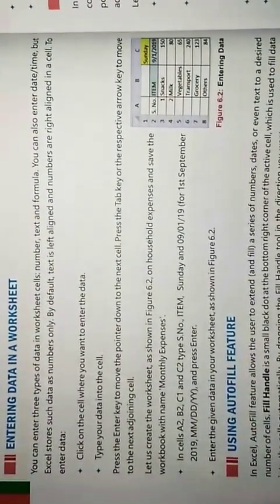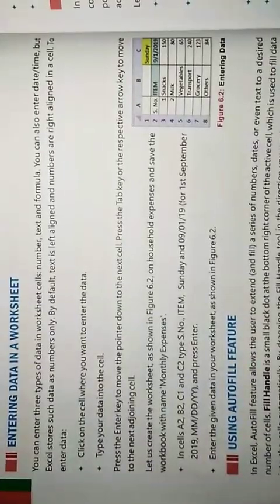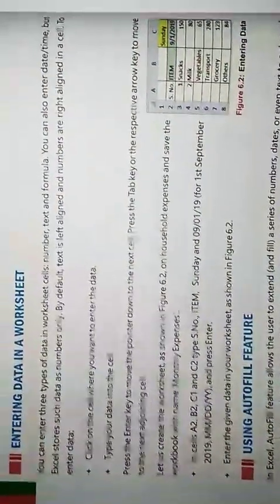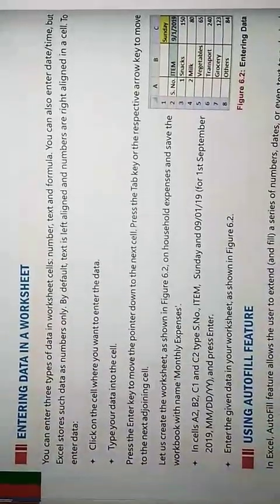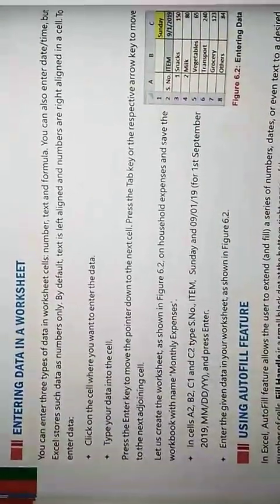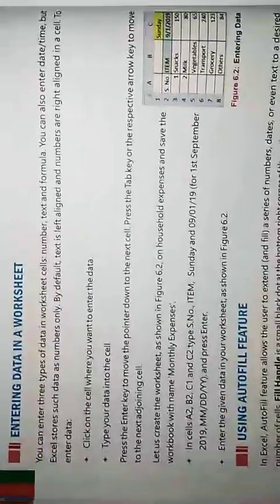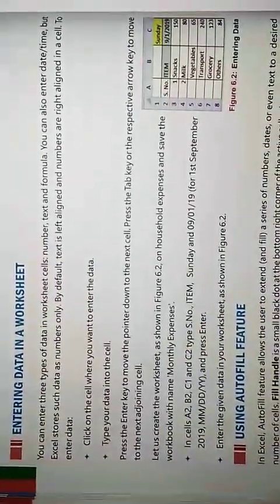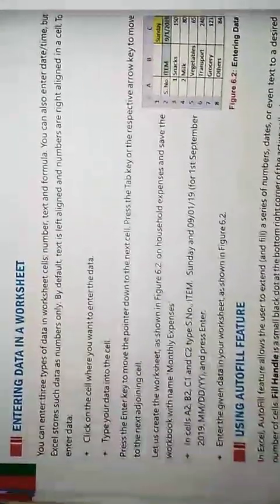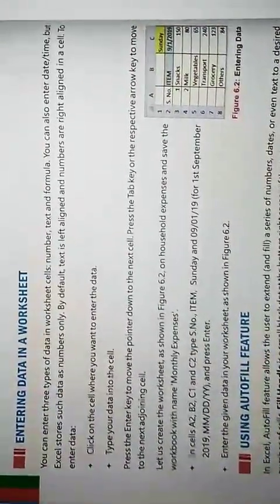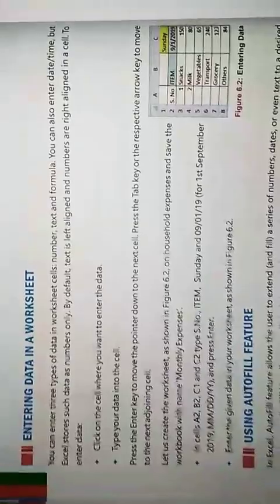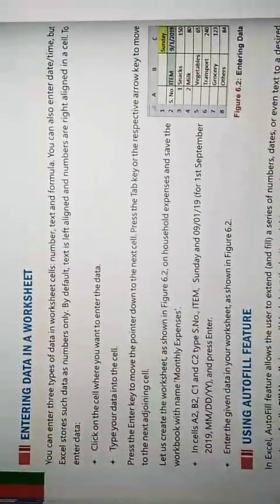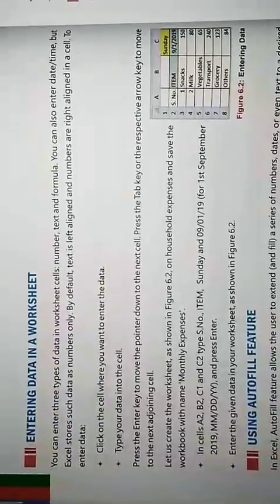By default, text is left aligned and numbers are right aligned in a cell. It means whenever you type text in a cell, it always starts from the left side. And whenever you type a number in a cell, the position of this number will be at the right side of the cell.